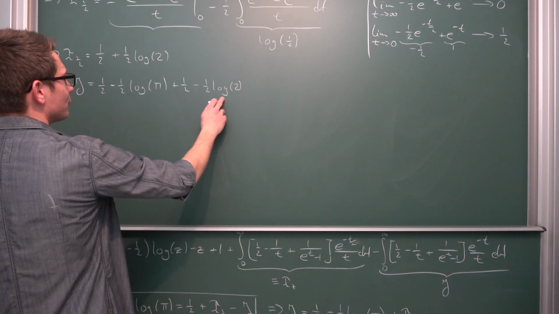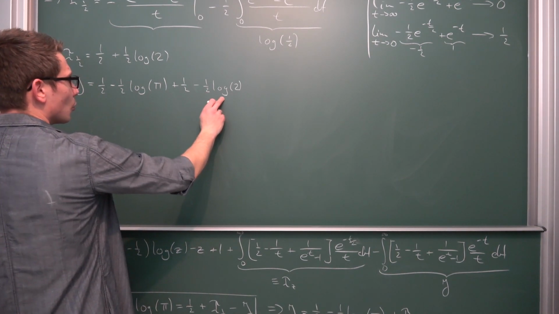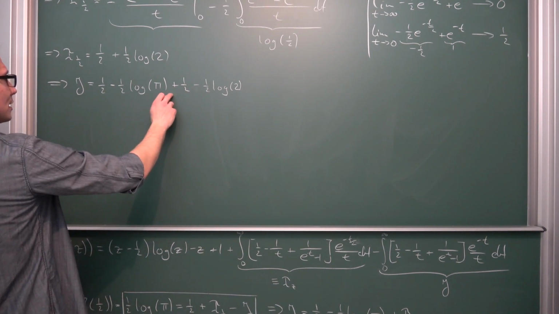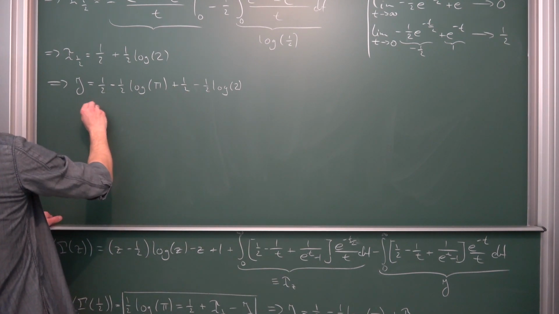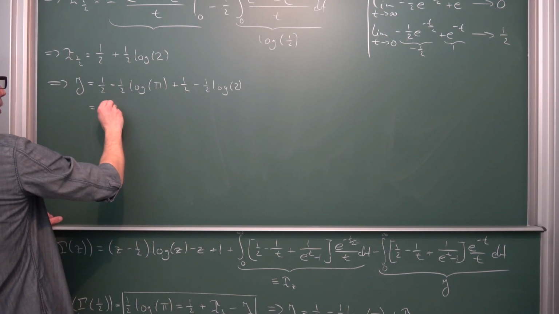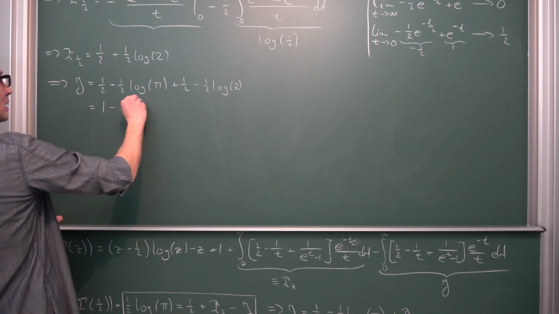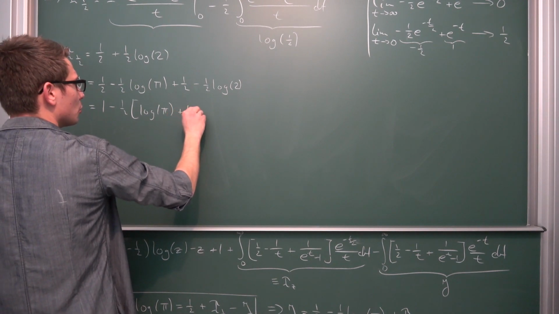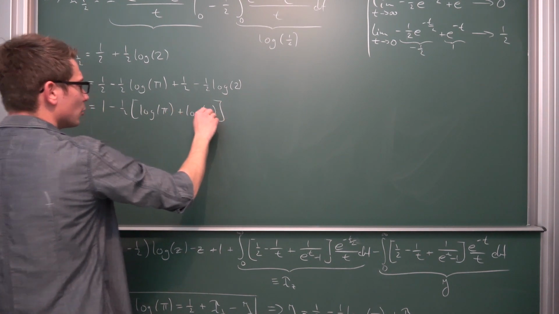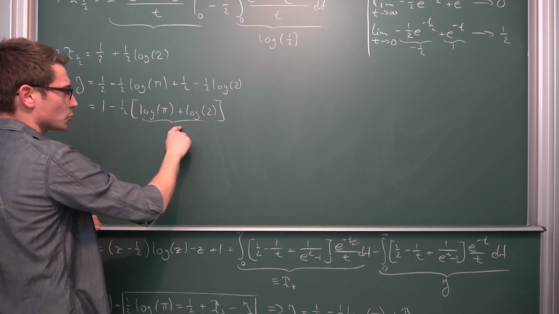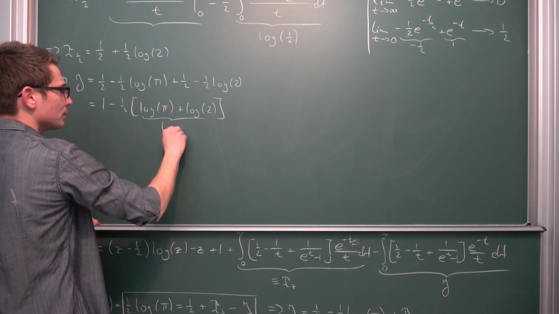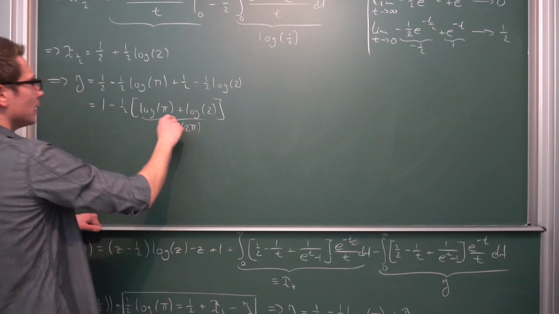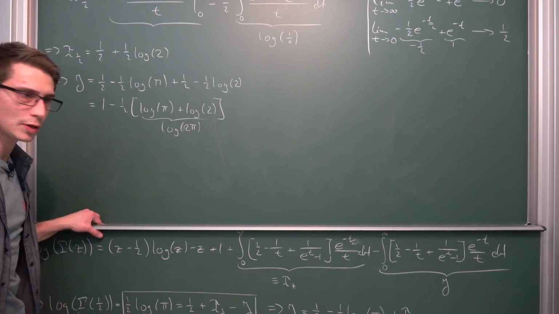If you have the 1/2 here, what you are going to see is, if we factor out, 1/2 plus 1/2 here is going to give us just 1. Then we are going to get negative 1/2 times log of pi plus log of 2. Now by logarithm properties, this right here is just going to turn into log of 2 pi. And this is basically it. This right here is our J.